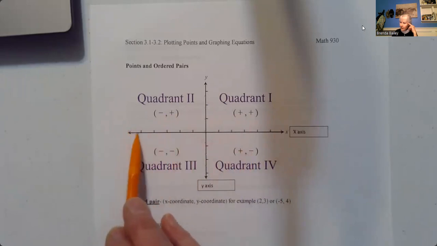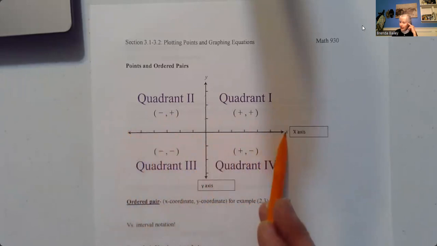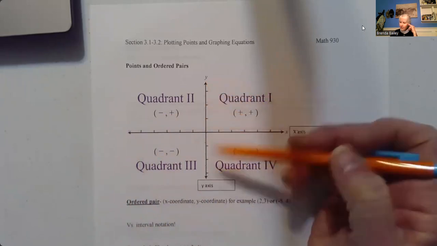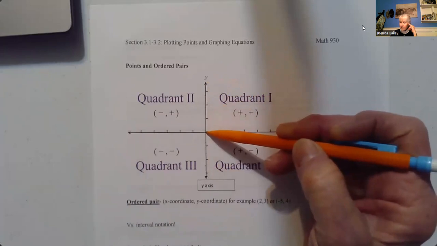This line is called the x-axis, and this line is going to be your y-axis, and right here at 0, 0 is the origin.